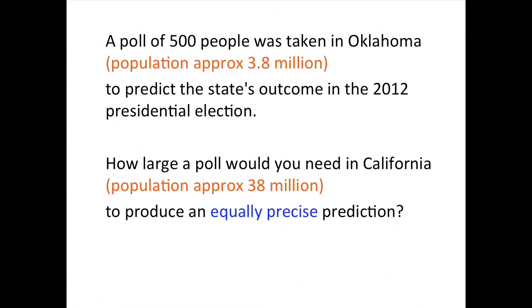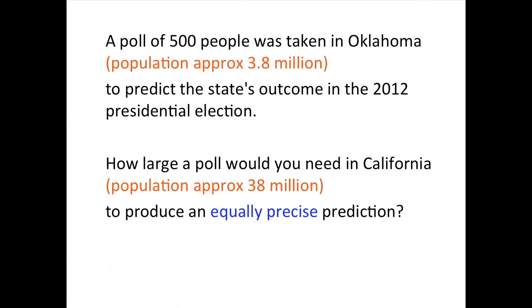So suppose we're interested in the 2012 presidential election, and we're interested in predicting what the outcome would be, so whether the state would go for one candidate or the other in Oklahoma and also in California. And so suppose that in Oklahoma, you take a poll of 500 people, and note that in Oklahoma the population is approximately 3.8 million. And we're going to use that set of 500 people who are in our poll to predict which way the state will go in the 2012 election.